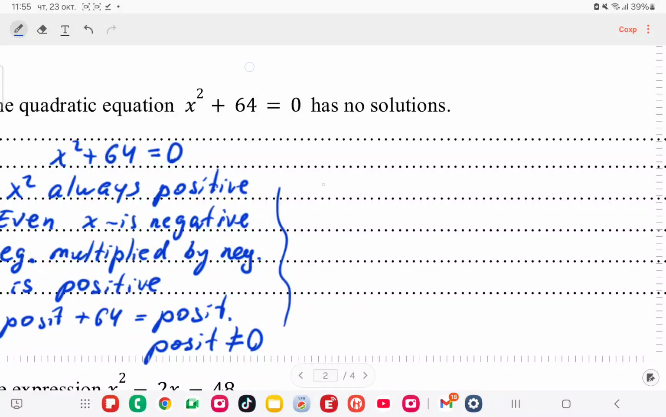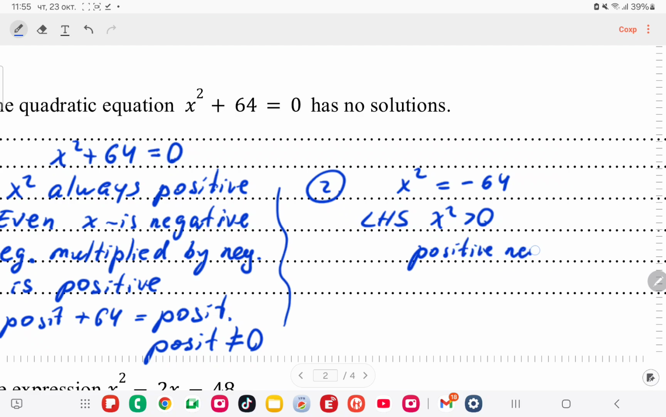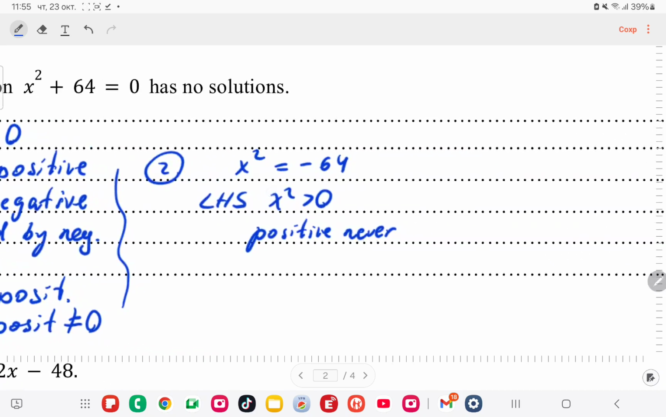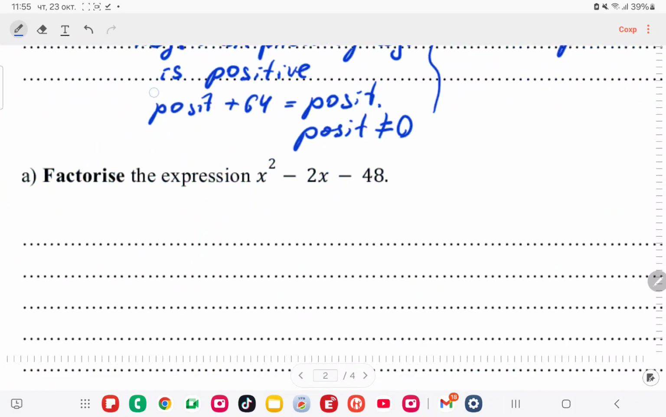Okay, second approach. In the second approach we can move 64 to the right side, and then on the left-hand side x squared is also positive, and a positive number never equals a negative number. That's it, finished. Okay, now let's turn to the next question.